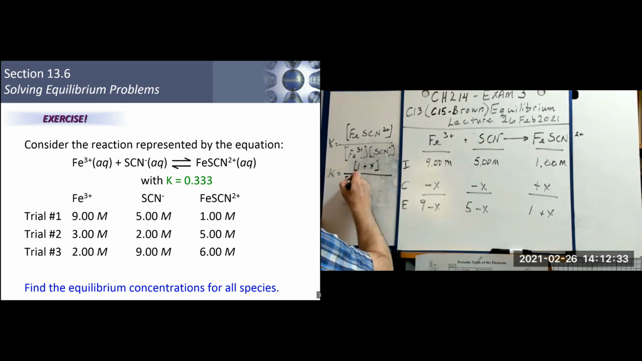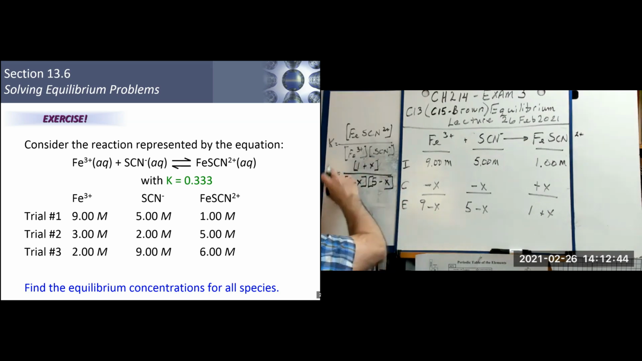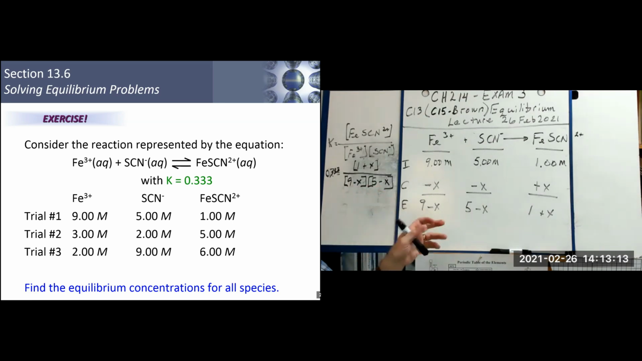The value down here is 9 minus x and 5 minus x. Okay. Oh, and that's equal to 0.333. Now, do we have an opportunity here to ignore x in this case? It's probably, with that size K, we're probably going to get a substantial amount of x. Right, so we're going to have to solve the quadratic.